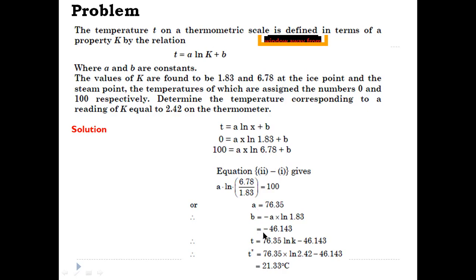So after getting the B value, we know already the value of A. So substitute the values of both A and B in the temperature relation here, and the corresponding K value. So we are asked to find that K is equal to 2.42. So substitute that K value also to find out the temperature at which K is equal to 2.42.